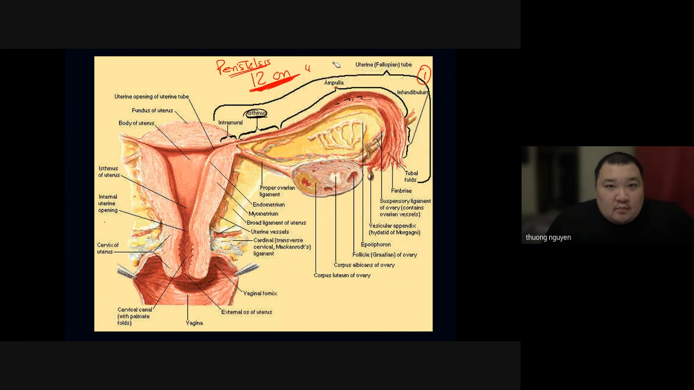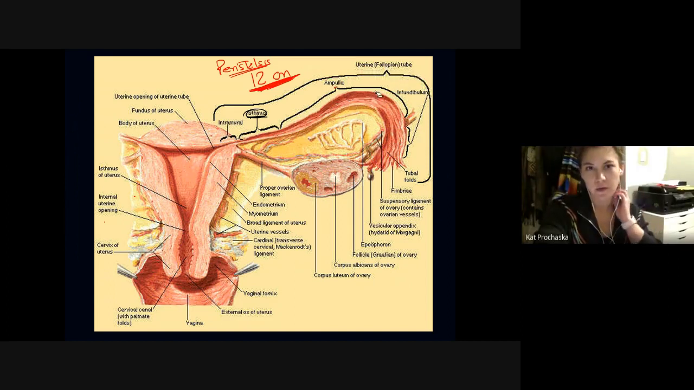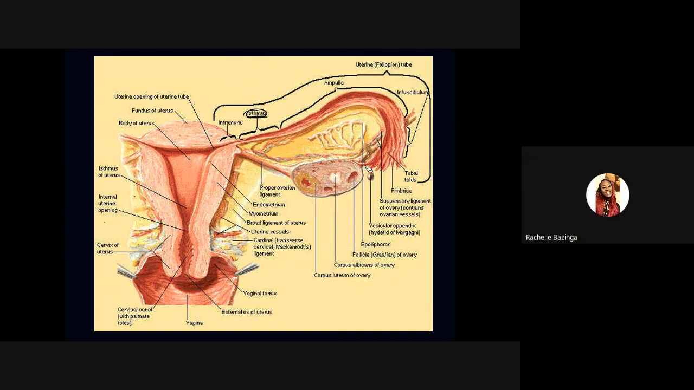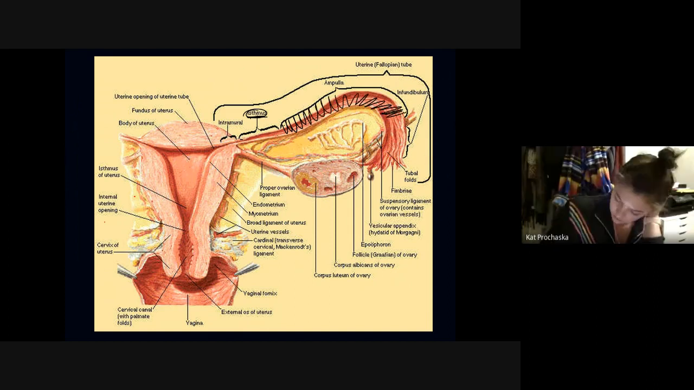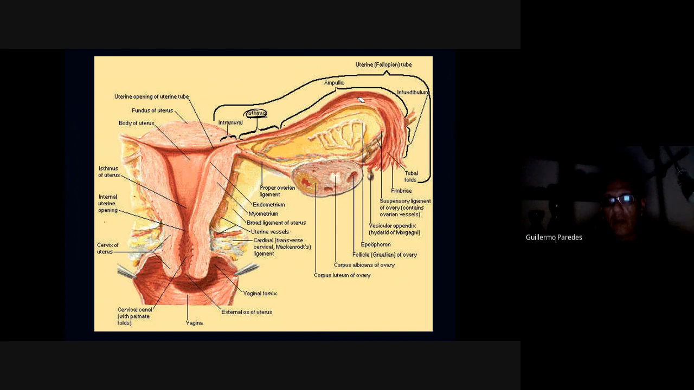Can you repeat what you said about the ampulla? The longest portion. Yes, the ampulla is the largest portion of the fallopian tube. Where is the ampulla? It's here. All this is the ampulla, and this ampulla is where fertilization occurs. Fertilization, or fecundation, or conception.